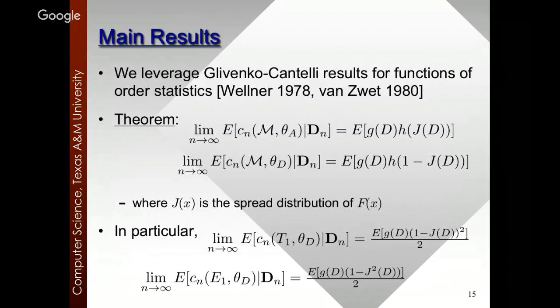In particular, we're going to obtain the closed form for our T1 method under descending permutation and the cost of E1 under the descending permutation, and we're going to show that this is the optimal permutation for these two specific algorithms, and that's what we're going to consider finally.